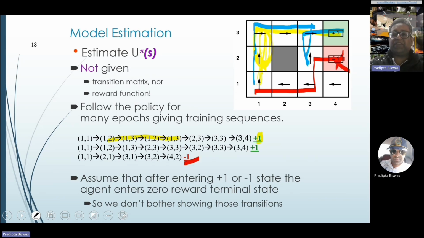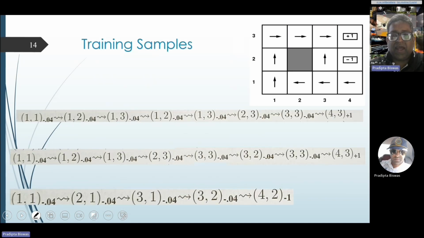So for simplicity, we will consider only these 3 values. Next, you can see that I just wrote these 3 training samples in a bigger font. And just remember that we initialize the reward at -0.04 value. As I discussed in the previous case, we will have a more detailed discussion of what happens if we do not initialize the reward at -0.04. But for the time being, just consider that the reward values are initialized at -0.04 for all non-terminal states. The +1 and -1 are the terminal states.